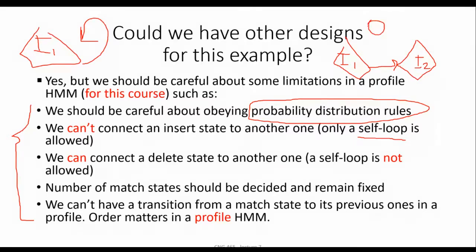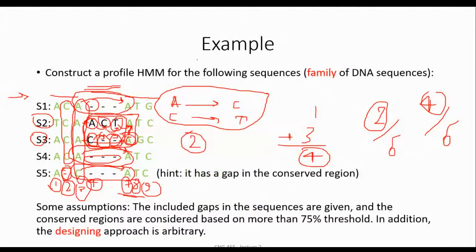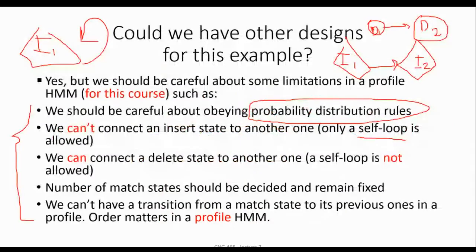So it's okay to do that. It means that it's possible to have D1 and connect it to another one. When does it happen? For example, here, assume that in the fifth string, inside the third position, instead of C, I had a gap. Then in that scenario, I could show it with D2. So this is possible, but I don't have a self loop like the one for insert states. So self loop is allowed for insert states, but not for delete states.